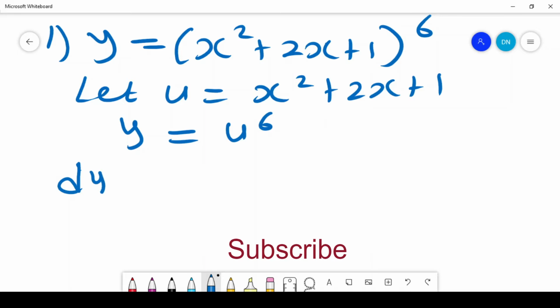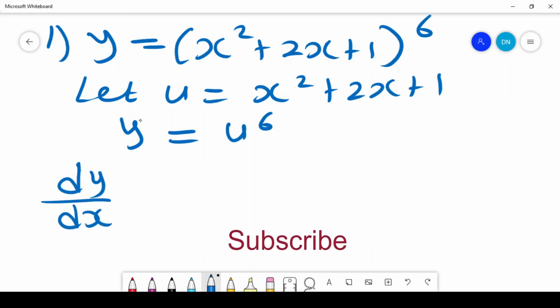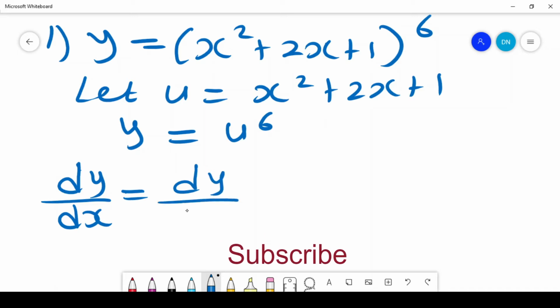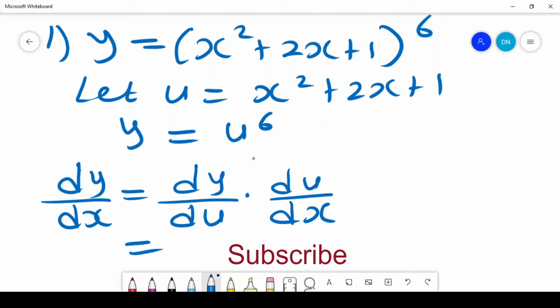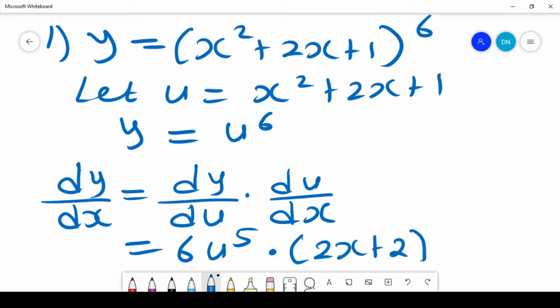So for me to be able to look for dy dx, which is the first derivative of y with respect to x, I'll try to find the dy du, and then I look for the du dx. Now, if I differentiate y with respect to u, I'll get 6u raised to power 5. And then if I differentiate u with respect to x, I get 2x plus 2. And so that is what we call the chain rule.